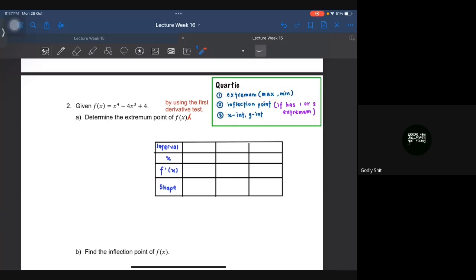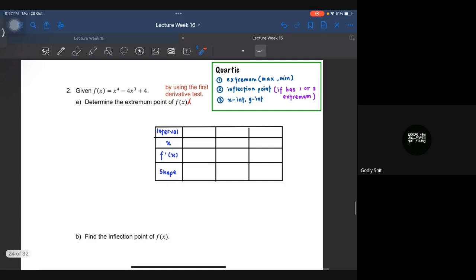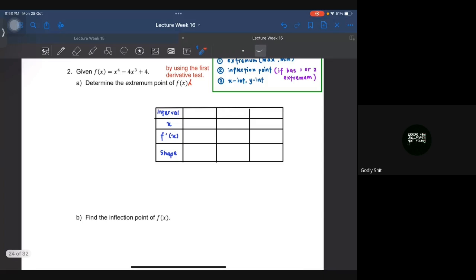Okay, so the question here has already guided you. What I give here is only if the question doesn't tell you what to do first. If it just gives you a function and says sketch the graph, for a quartic these are the steps that you are going to follow. If the question already gives guidance, we will just follow it. So in the question over here, it doesn't ask you to use the first derivative test, but I want you to add it here by using the first derivative test. First we are going to determine the extremum point. Okay, let's determine the extremum point.